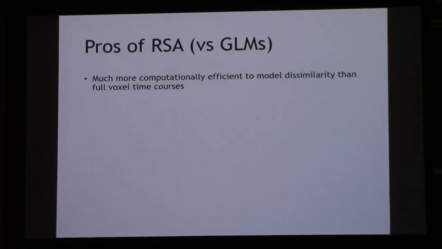The final thing I'll say before I turn over the floor to Ida is just there are some pros of RSA relative to GLMs. They're much more computationally efficient. Anybody who actually followed along with me today probably noticed that you could download the data in about half a second. That contrasts a little bit with the difficulties we had getting some of Alex's data downloaded. So it's more portable. It's a little bit easier to work with. It's faster.